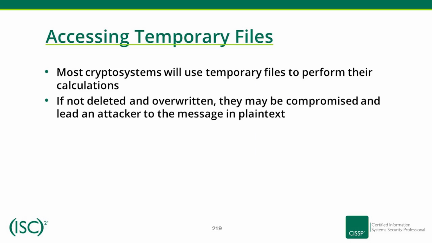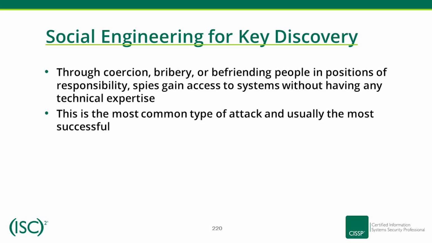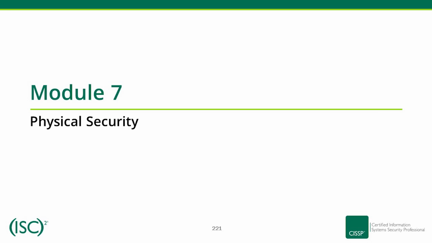Accessing temporary files. Most crypto systems will use temporary files to perform their calculations. If not deleted and overwritten, they may be compromised and lead an attacker to the message in plaintext. Social engineering for key discovery. Through coercion, bribery, or befriending people in positions of responsibility, spies gain access to systems without having any technical expertise. This is the most common type of attack and usually the most successful.